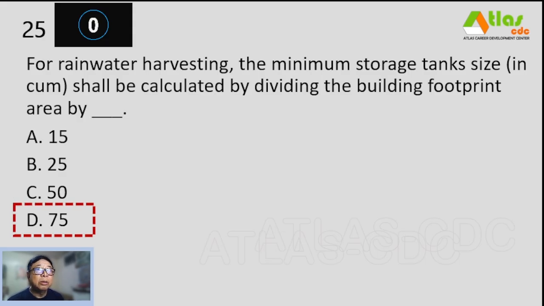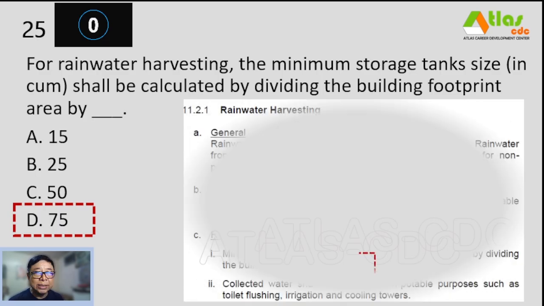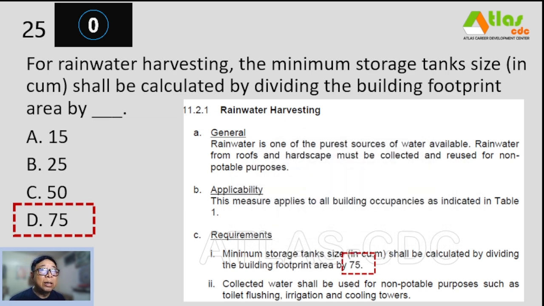So, take the building footprint, divide it by 75, then you will get the cubic meters requirement for the storage tanks for rainwater harvesting. And rainwater is one of the purest sources of water available. So, rainwater from roofs and hardscape must be collected and reused for non-potable purposes.